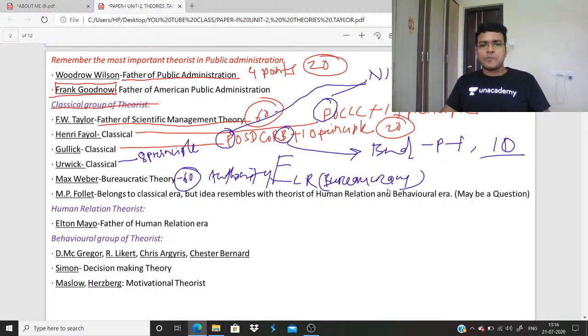We'll discuss how you write the answer, how you start the intro, body, conclusion, and in conclusion, how you criticize Weber, and how bureaucracy or Weber's idea is still relevant today. After criticism, we need to write the contemporary approach. And what is the contemporary approach? Weber's relevance in 2020 across countries in the world. Okay, so we will discuss in this way.